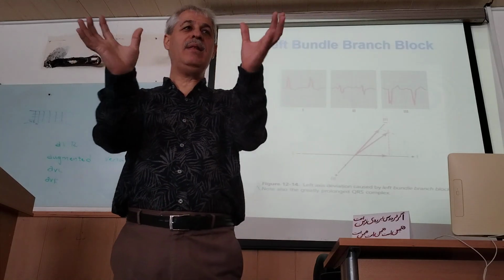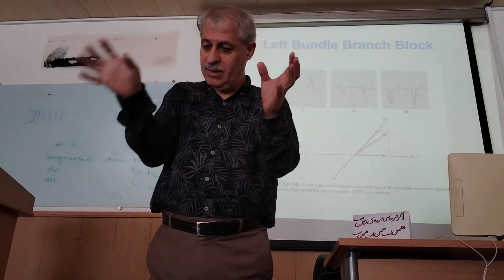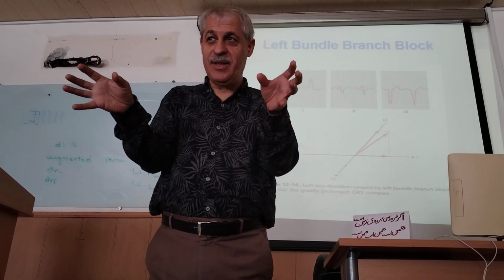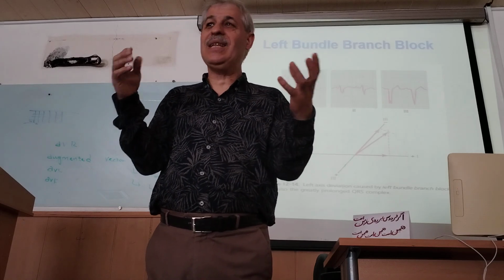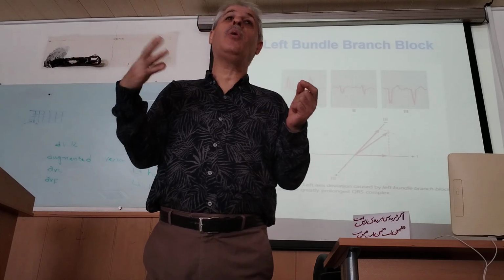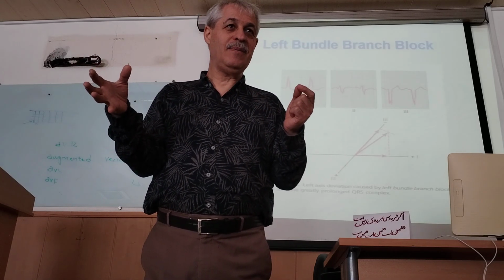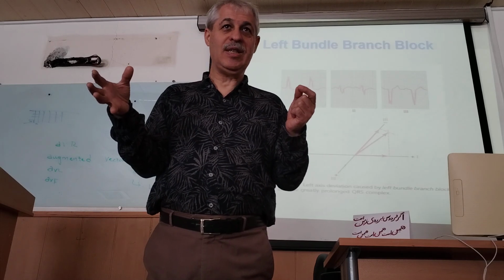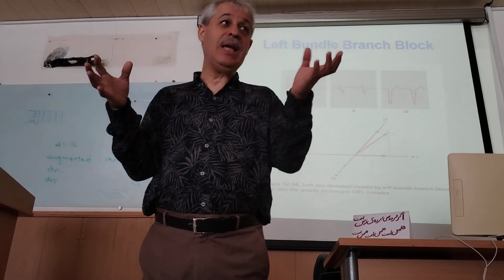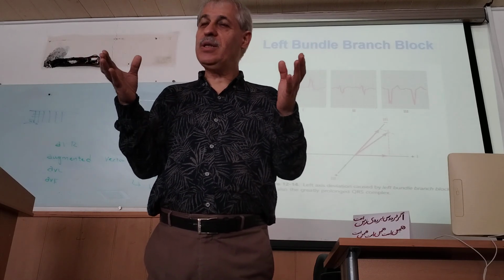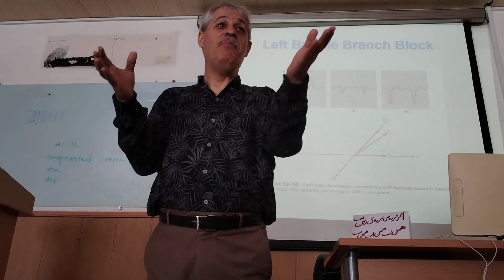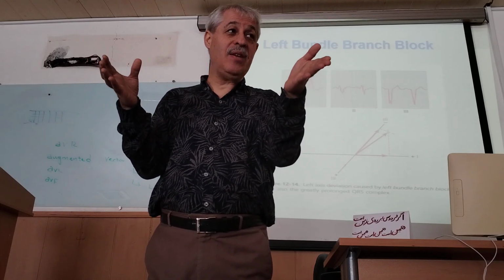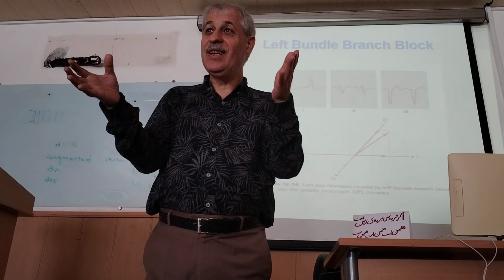This is the right ventricle, this is the left ventricle. Normally the left ventricle has more muscle than the right. Here in pulmonary valve stenosis, the right will be bigger than the left. So which part is depolarized first? The left. The left would become negative earlier than the right.